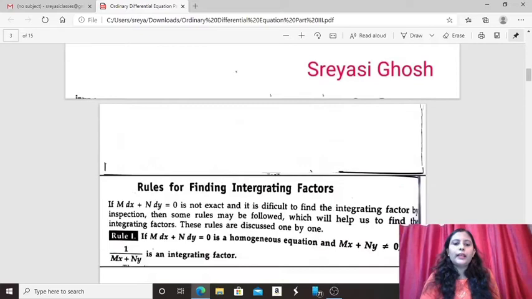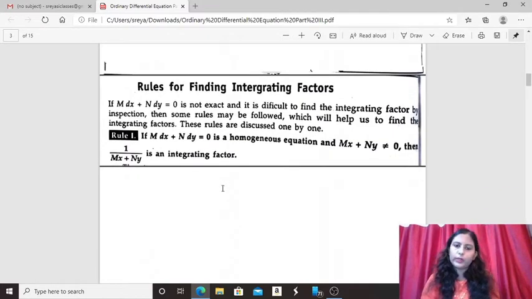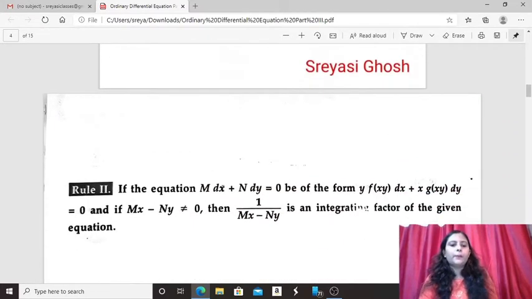The very first rule that we had discussed in the previous episode was that if M dx plus N dy equal to 0 is not exact, and if it is a homogeneous equation with M and N specifically as homogeneous functions, and of course one more restriction is there, that Mx plus Ny is strictly not equal to 0, then we can say 1 divided by (Mx plus Ny) is an integrating factor. Obviously if it is equal to 0, then we cannot write 1 by 0. We have discussed everything in detail.